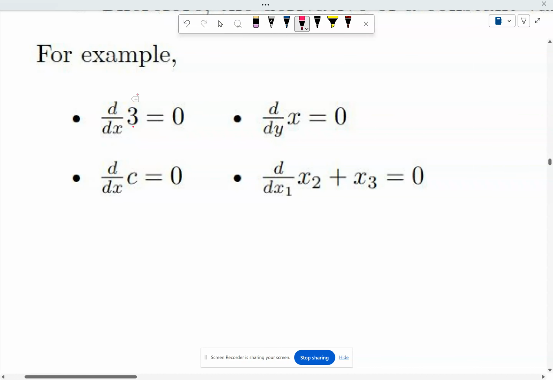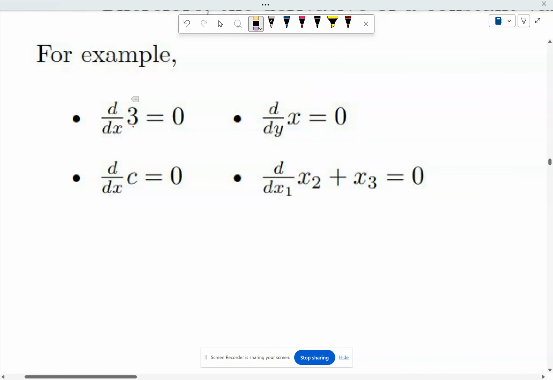Here's another example. The derivative of c when the variable is x. Now, remember, the variable is x, therefore anything that's not x is treated as a constant. And since this is a constant, the derivative is 0. Over here is x, but we're taking the derivative with respect to y. So the y is the variable. Again, anything that's not the variable is treated as a constant. Therefore, this is a constant. Once again, you got a 0.